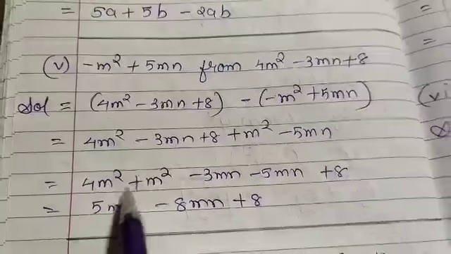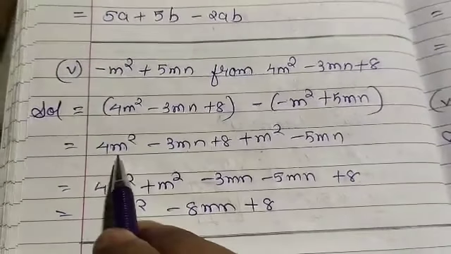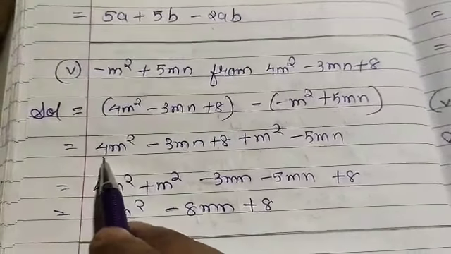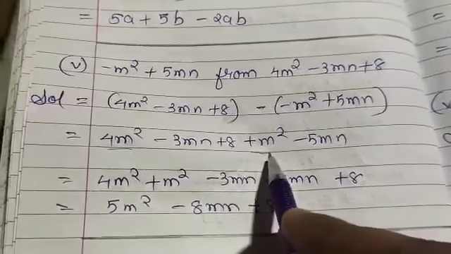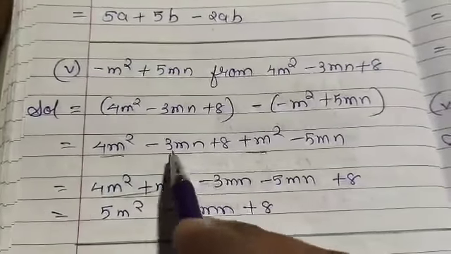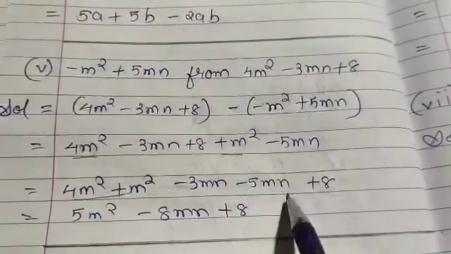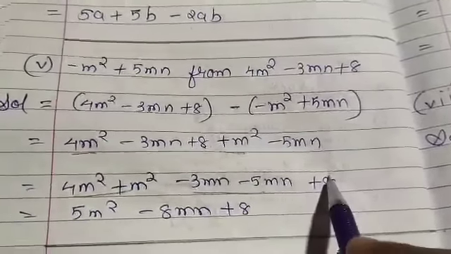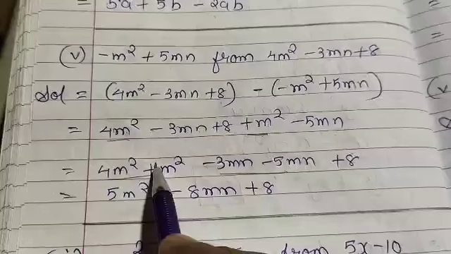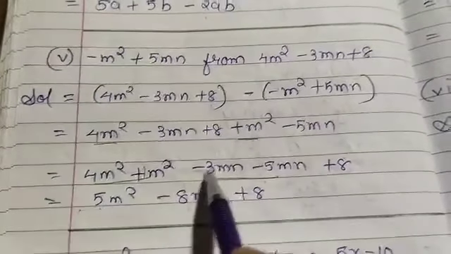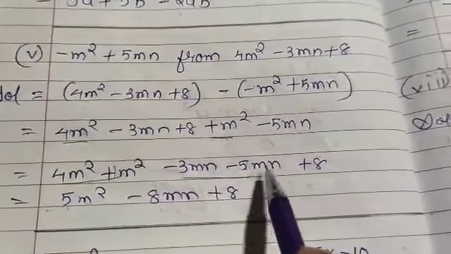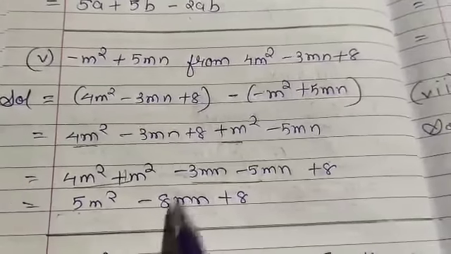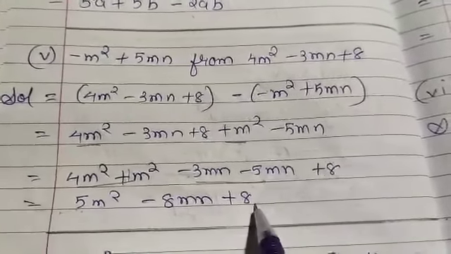Then what we will do, you have to now rearrange all the like terms. 4m square plus m square. Write it together. Then minus 3mn and minus 5mn. Write it together. Then 8 as it is. Then 4 plus 1 give 5, that is 5m square, and minus 3mn and minus 5mn, that is minus 8mn, and plus 8.